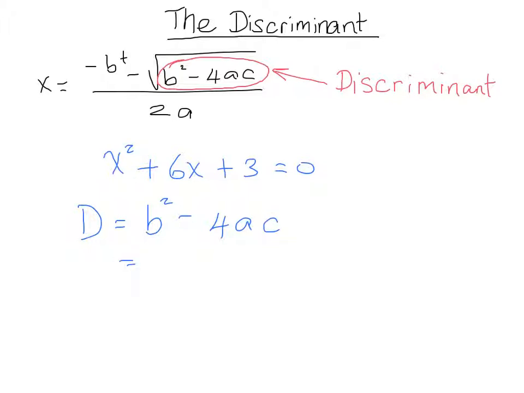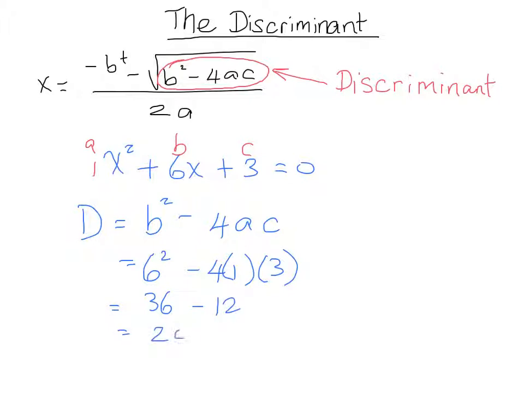All right, in this case, we have a as 1, b is 6, and c is 3. So b squared minus 4ac is 6 squared minus 4 times a, which is 1, times c, which is 3. So that is equal to 36 minus 12, and that gives us 24. So here we go. What does this 24 mean? What does this discriminant tell us?